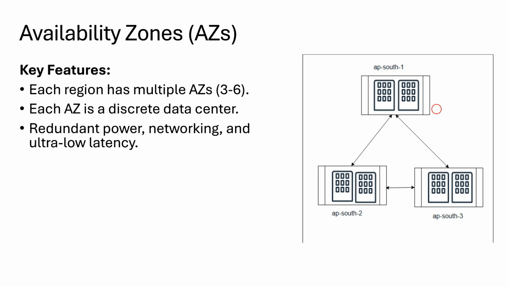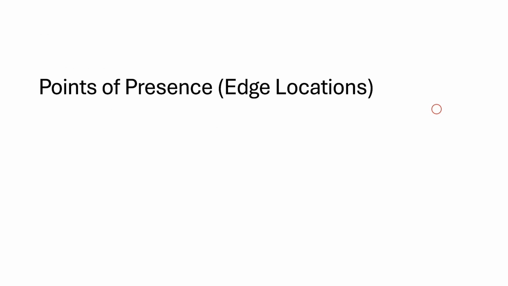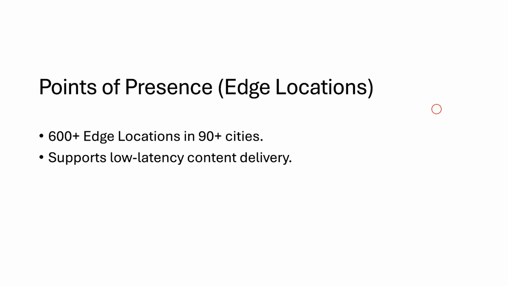And you can see in so many places, AWS displays 99.99% availability. That is because of this availability zone concept. And moving on to the next concept, that is point of presence or edge locations. We have globally 600 plus edge locations in 90 plus cities, which support low latency content delivery. As I explained earlier, these edge locations are usually used for CDN content delivery and network.